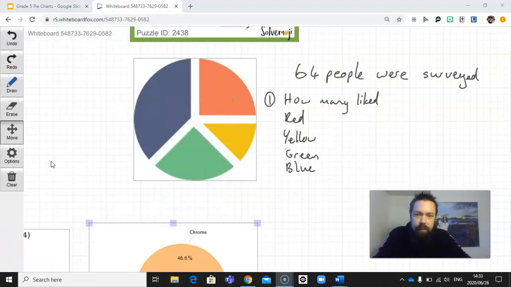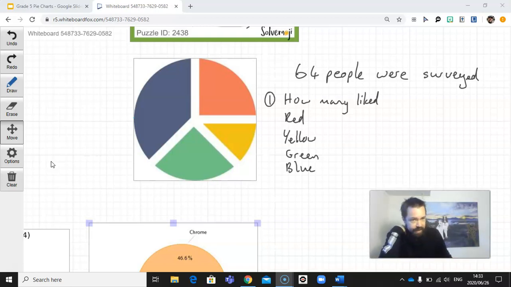Okay, so I've used the same graph, and let's just say these were the colors that people chose as their favorite. So red, yellow, green, or blue, what was your favorite? We asked 64 people that, and now we want to find out how many actual people liked each of the following. And so we've got to work that out.